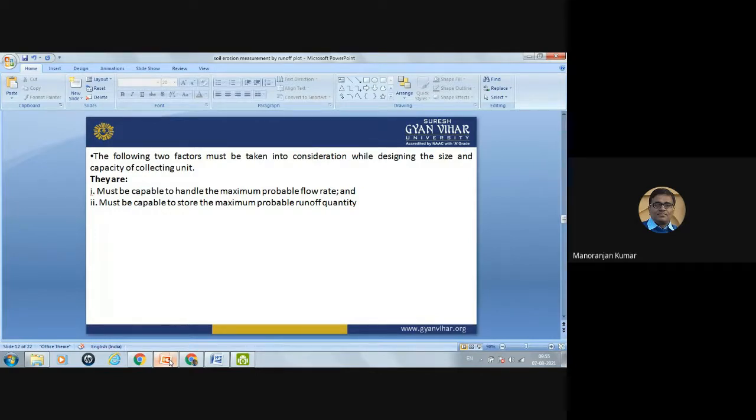These are the 2 points which you must take into consideration while designing the size and capacity of the collecting unit. First, it must be capable of handling the maximum probable flow rate, and second, it must be capable of storing the maximum probable runoff quantity. Okay, so these are the 2 points which you should consider while designing the size and capacity of the collecting unit.